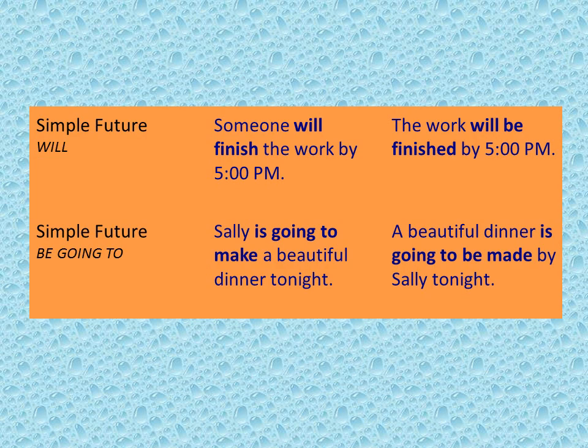Bear in mind that we also have the be going to form, which indicates the future simple, and it's usually used when we want to talk about plans. So let's see an example. Sally is going to make a beautiful dinner tonight. It means that she's planning, right? So this is the active form, is going to make. The passive form would be a beautiful dinner is going to be made by Sally tonight.